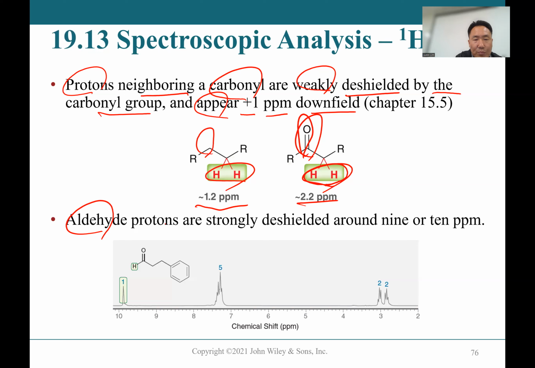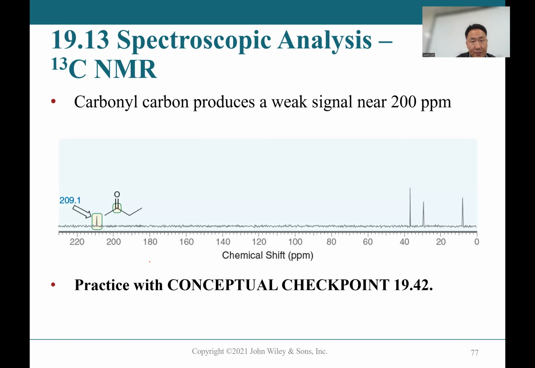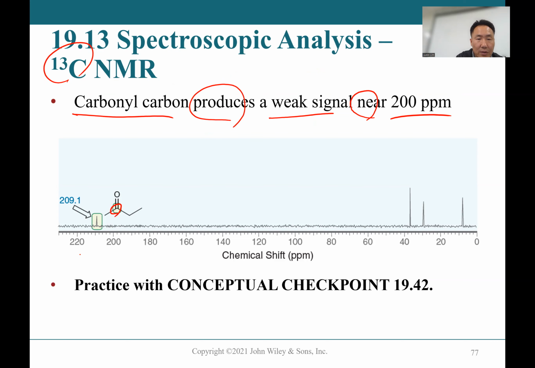So the aldehyde proton is strongly deshielded, around 9 or 10 ppm. So this signal is from the hydrogen in the aldehyde. When you look at the carbon-13 NMR, the carbonyl carbon produces a weak signal near 200 ppm.